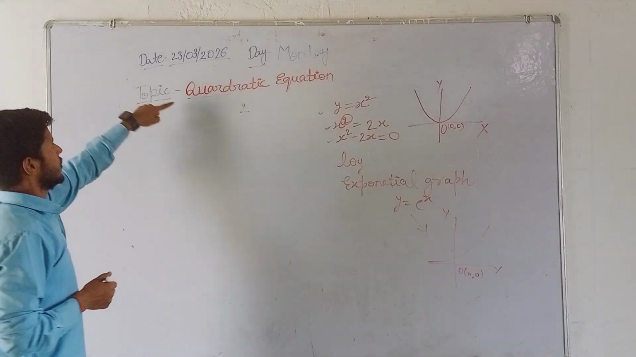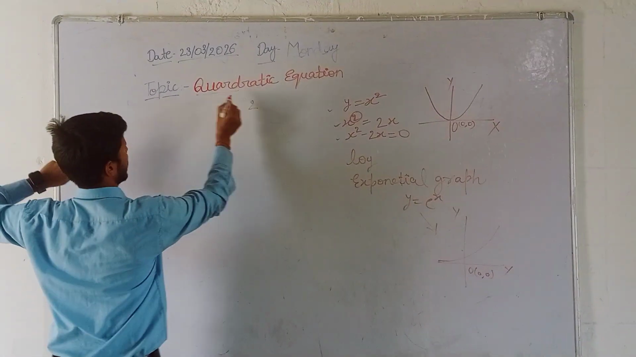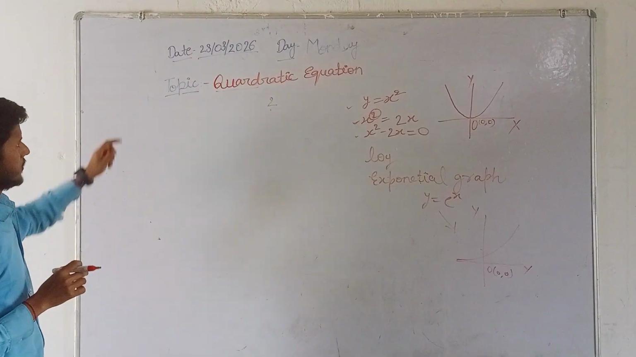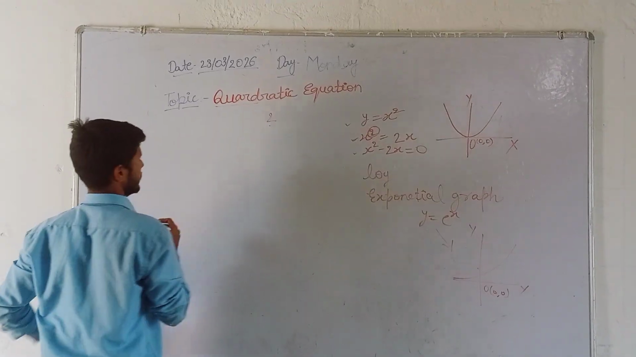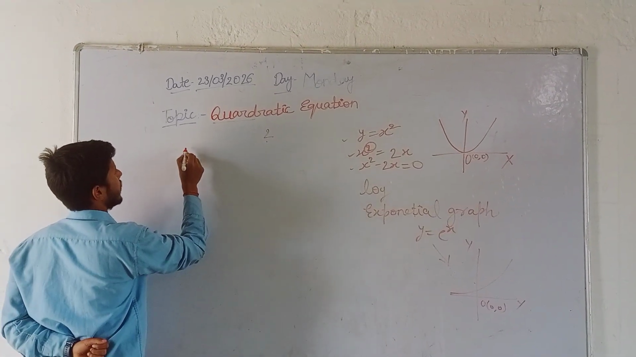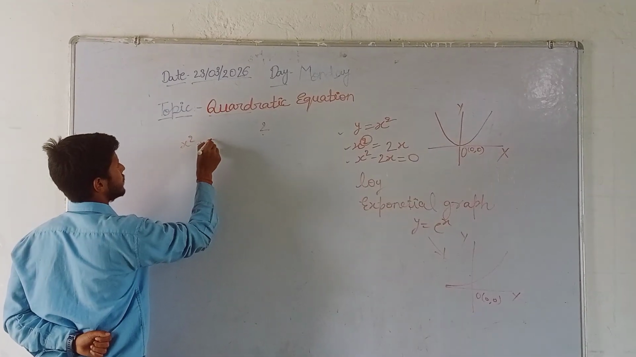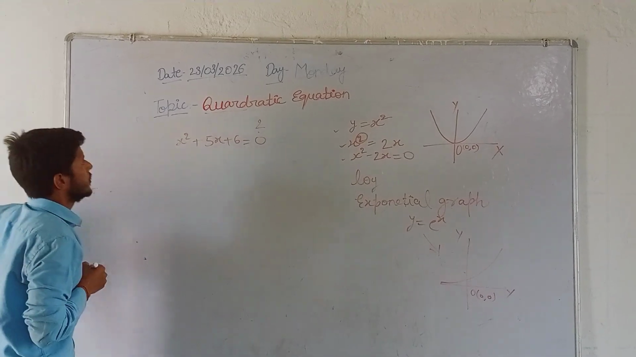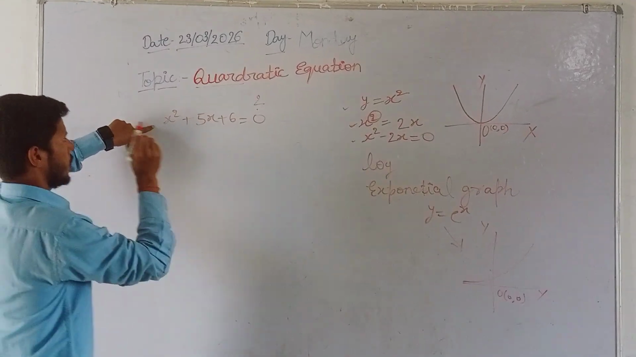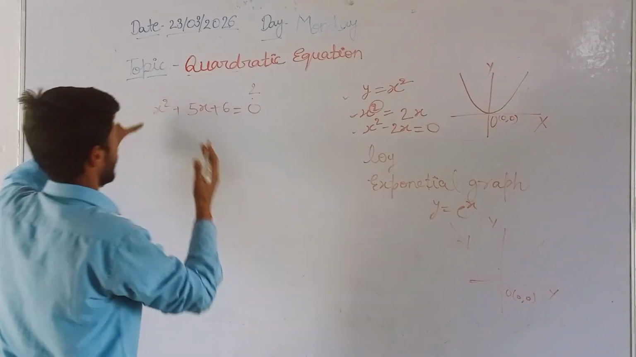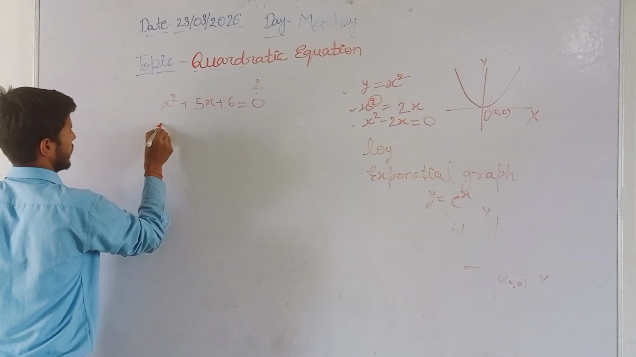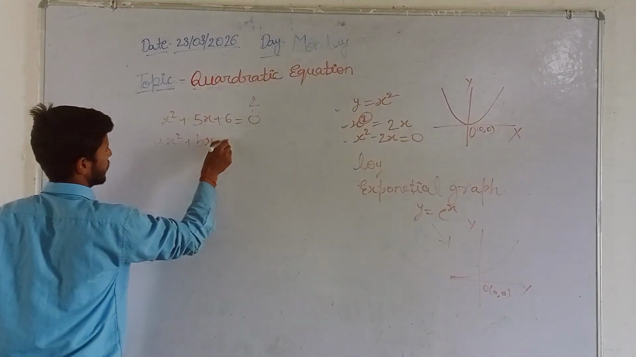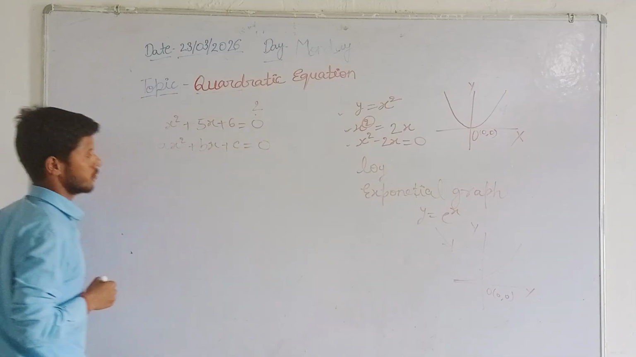Now we were talking about quad. Quad means 2, and here is another example, like x square plus 5x plus 6 is equal to 0. The standard form of a quadratic equation is ax square plus bx plus c is equal to 0.